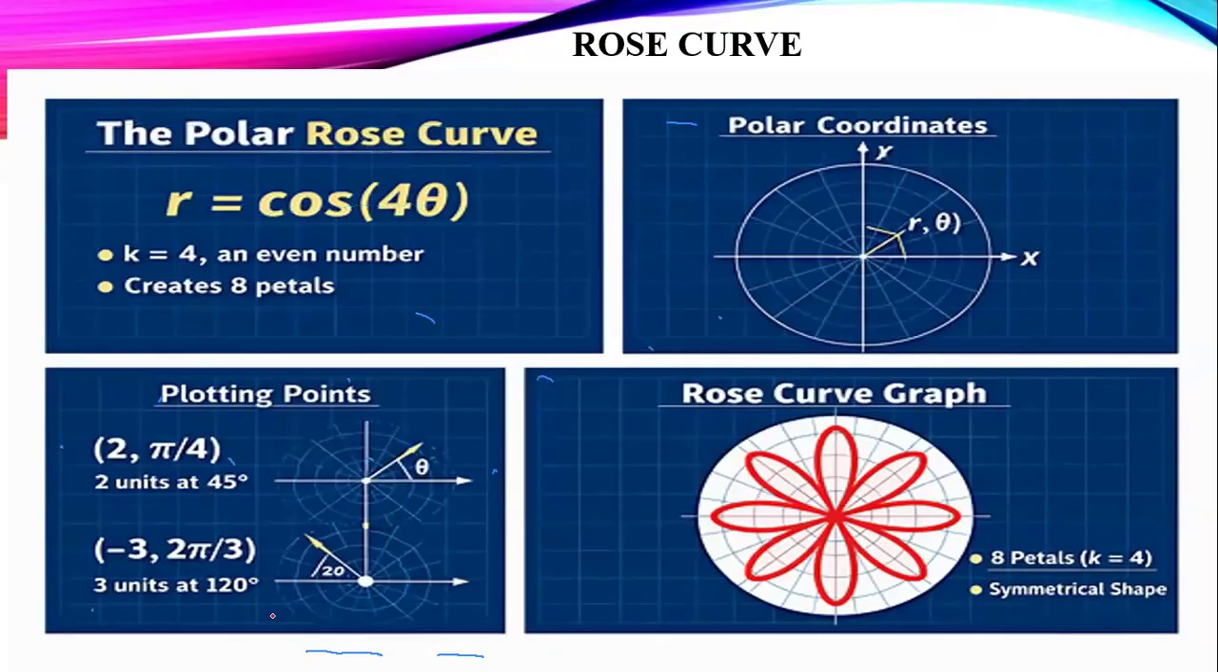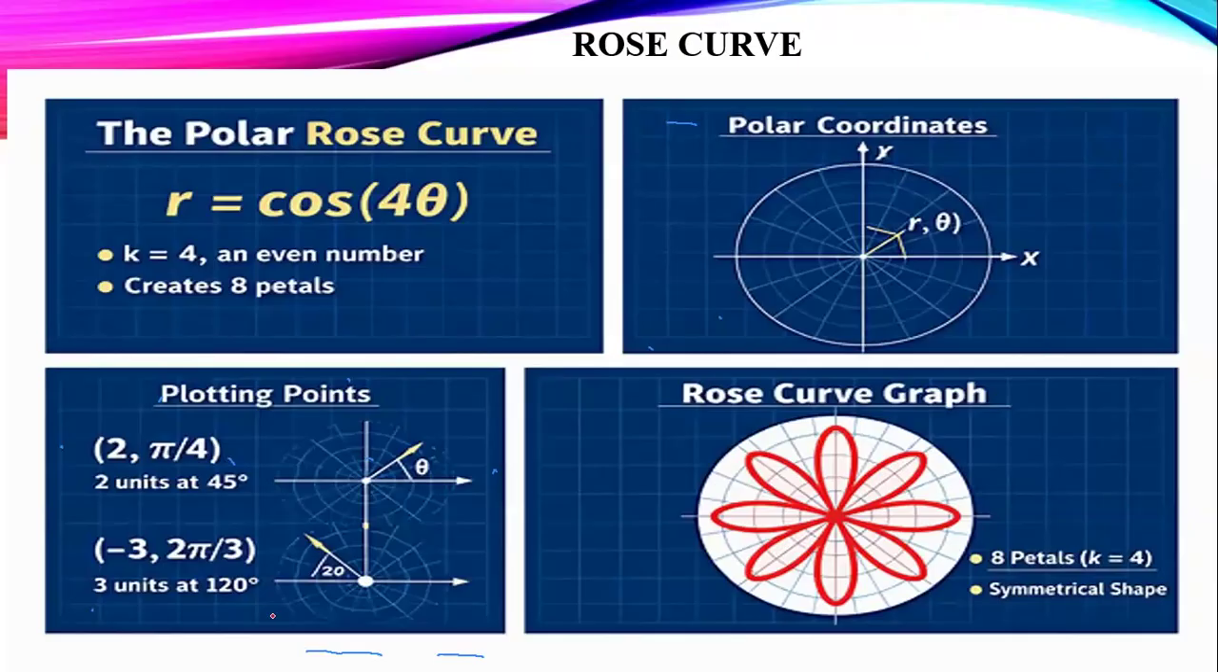So moving on, we're continuing with the rose curve. We have the polar rose curve. The formula that we're looking at is r = cos 4θ. And when k is equal to 4, which is an even number, it creates 8 petals, as we can see in the graph below there in red.